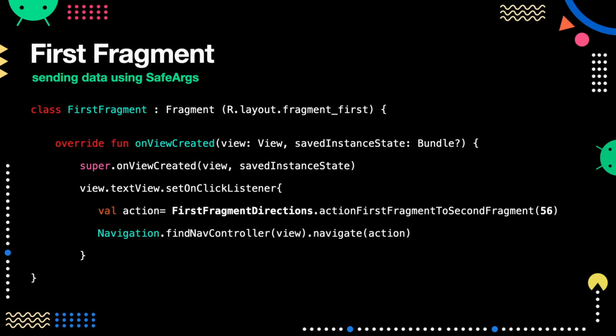Directions classes are generated for all those files which have destinations attached to them. In this case, both the fragments have destinations attached, so both the files are generated.